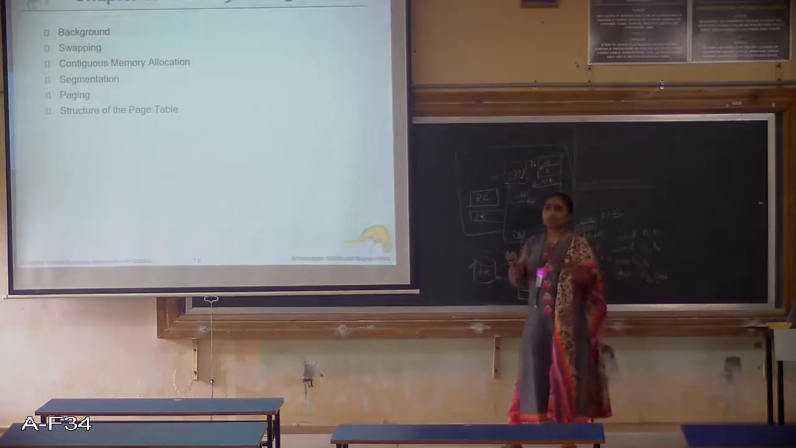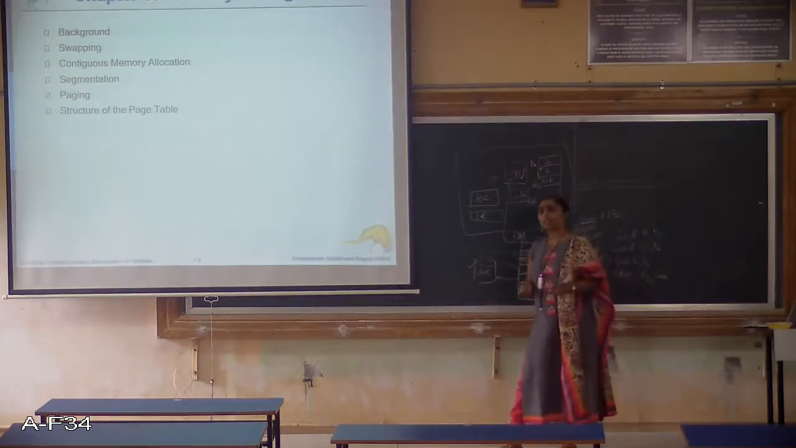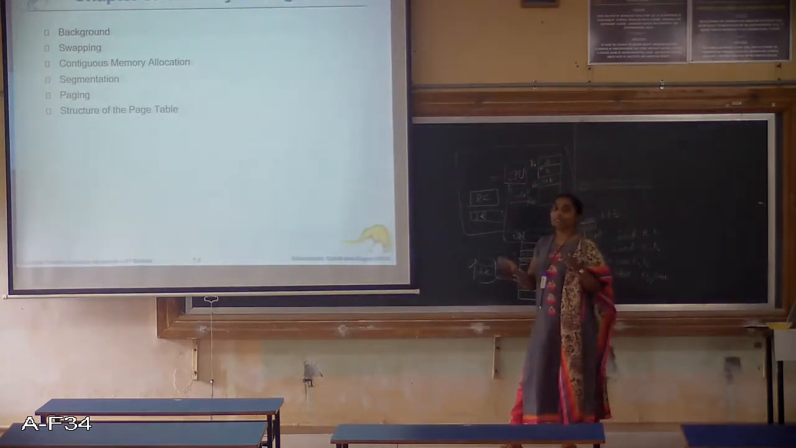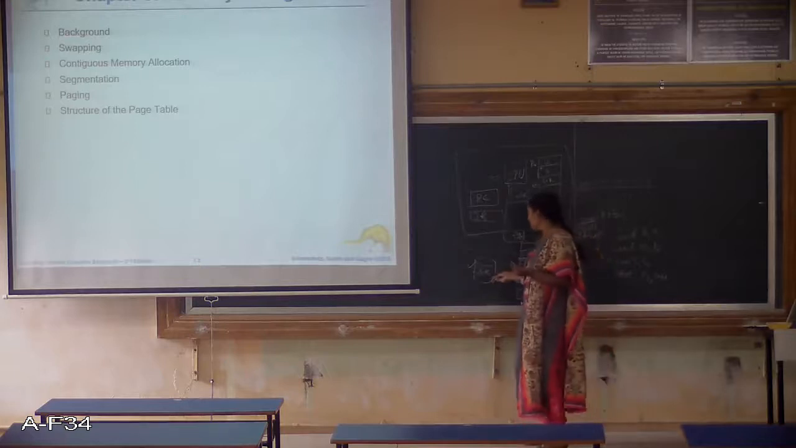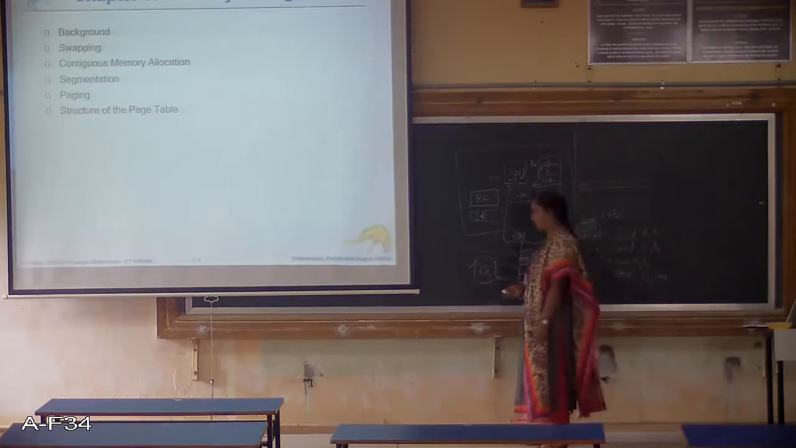Next is paging. So the entire code is divided into pages, and we retrieve it as a page. As and when that page is required, we acquire that page from the hard disk. So part of your hard disk will act as virtual memory. That is what we will be studying in the next chapter.